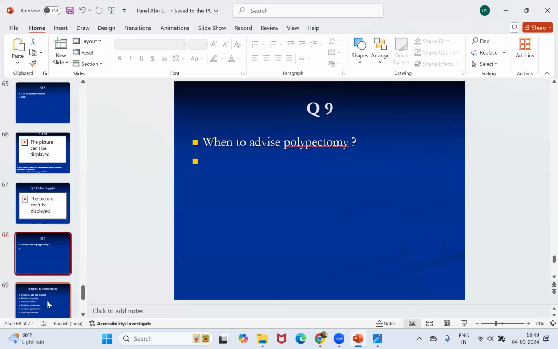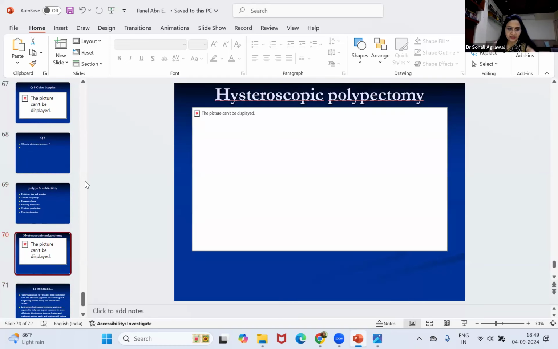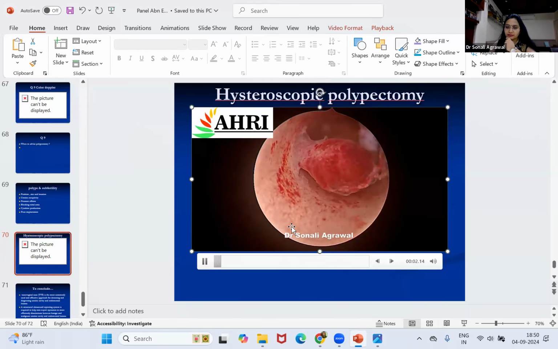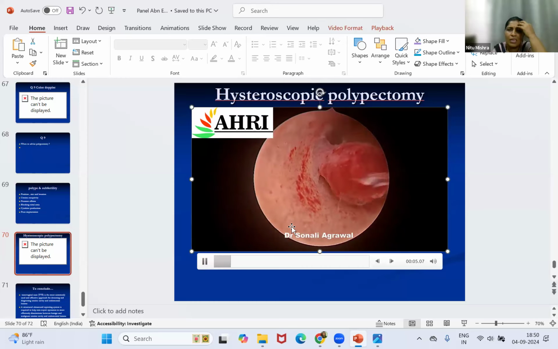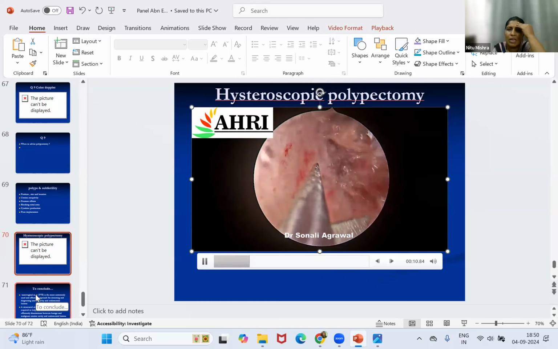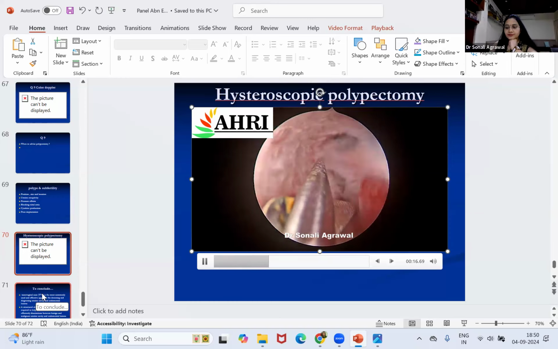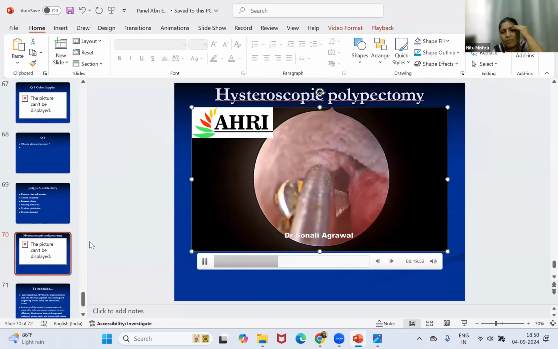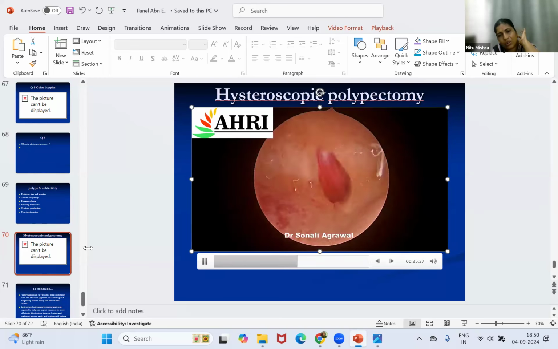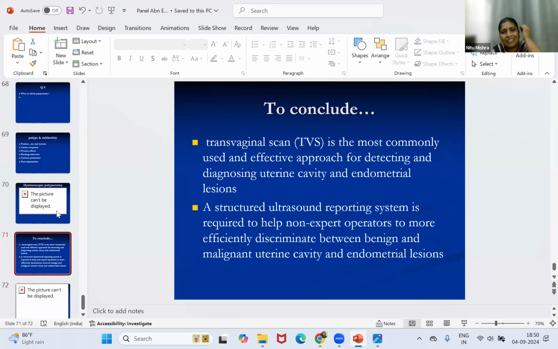So there is much controversy about when to advise polypectomy or not, and how it impacts fertility. Can anybody say? Polypectomy should always be done if it is symptomatic, and if there is any history of infertility or any abnormal uterine bleeding. And this is a hysteroscopic picture showing a small endometrial polyp with a stalk. It is arising from the right lateral wall of the uterus, and it was well taken care of.